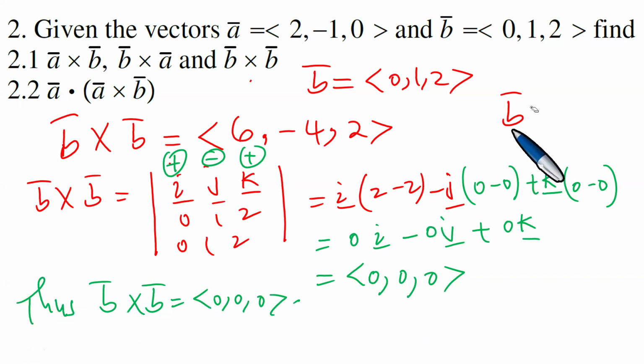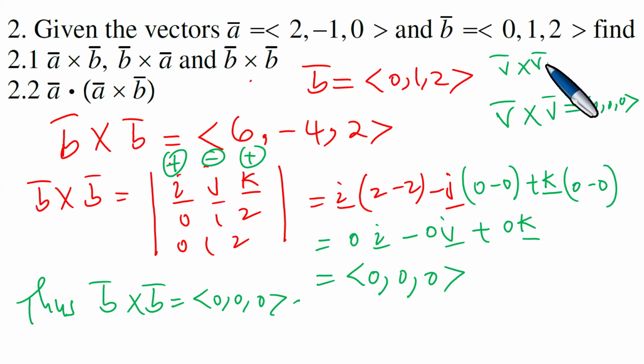No. Okay, I want to mention something. We have a principle, like a law, and the law says if you cross any vector V with itself, the result is 0. So if you cross a vector V with itself, finding the vector cross product, the result is the 0 vector. This is something you need to take into account, so think of this very seriously.